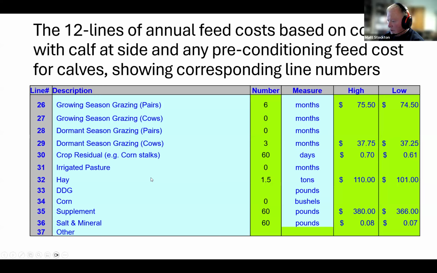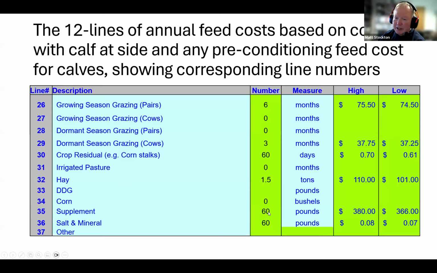Then you've got COP residual, which is 70 cents a day, and there's 60 days, okay? And as low as 61 cents per day. Then you have hay, which is $110 to $101 a ton, and I'm going to feed 1.5 tons, which is what one cow is going to consume. This is based on a single cow. These are based on what you feed the cow during the year so that you can get a feed cost, and it estimates the feed cost within a range by using these high and low numbers. Then you have salt and mineral and all that other stuff. Okay, whatever. And then you could even have supplement, which I do have.